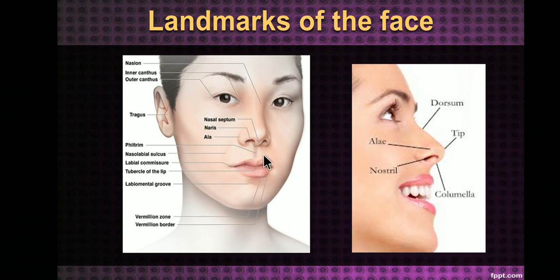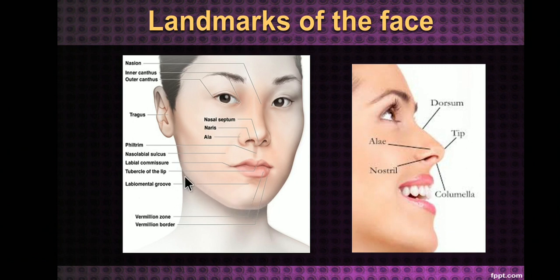This is the upper lip or labial, and the lower lip. They meet at the angle of the mouth, so you have the two angles of the mouth. The center part of the upper lip is depressed and it is called the philtrum. And then this is your chin region, symphysis menti.